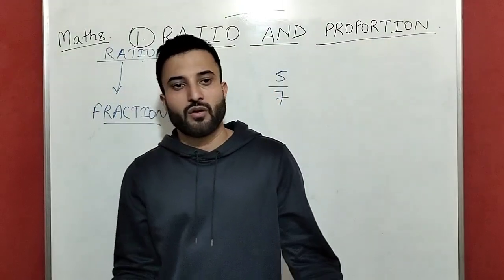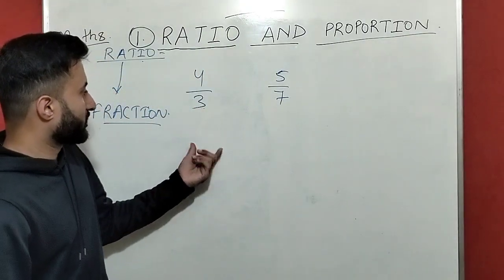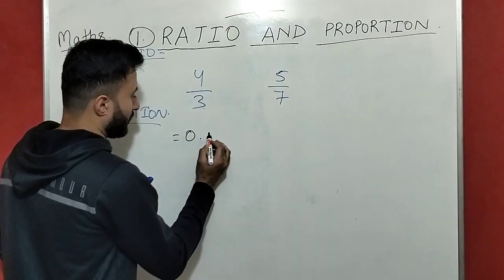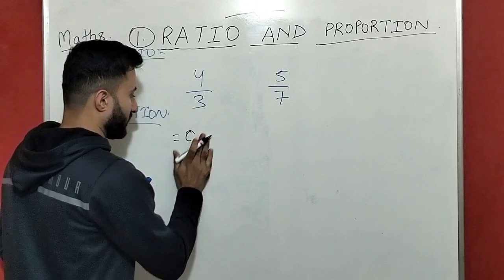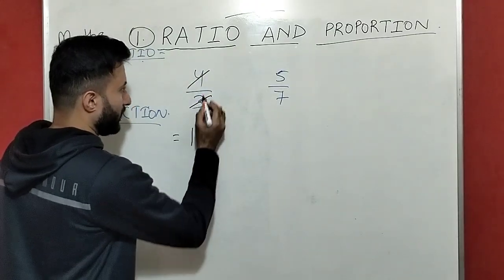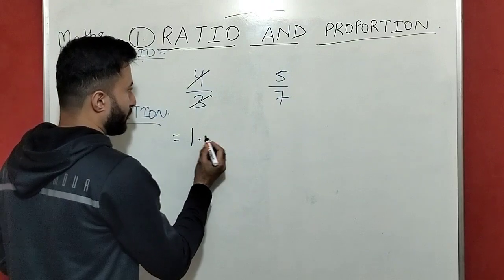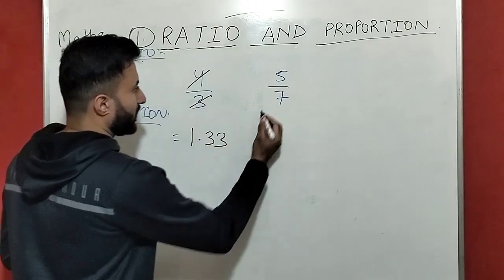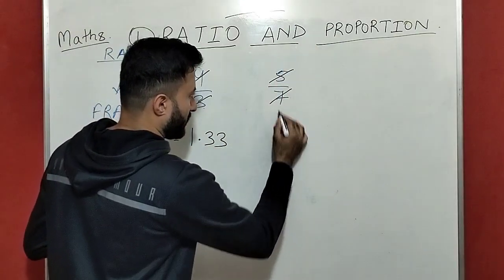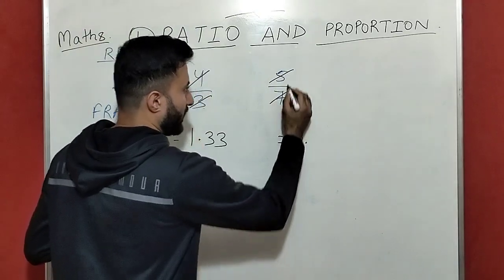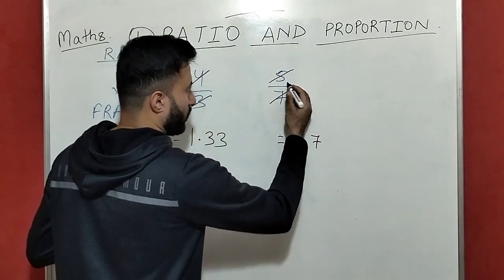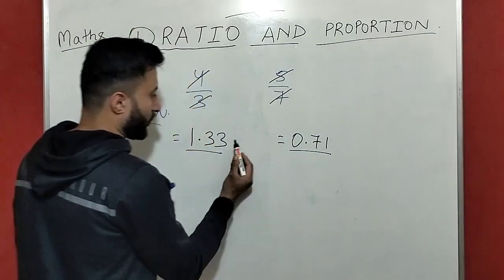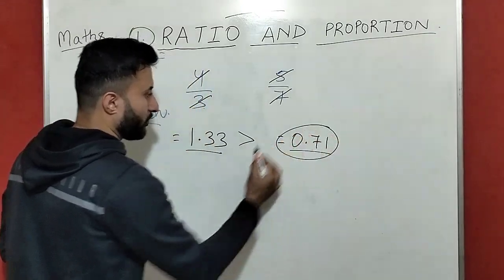Take out your calci, do 4 by 3, and write it over here. 4 by 3 is what? It is not 0 point, it is 3 1 the 3, 1 remaining 0.10, 3 3 the 9, again 1 remaining, 3 3 the 9, 1.33. If I do 5 by 7, it will not go 0 point, it will become 50, 7 7 the 49, 1 10, 7 1 the 7, so 1.33 versus 0.71. So obviously this is greater, this is smaller.